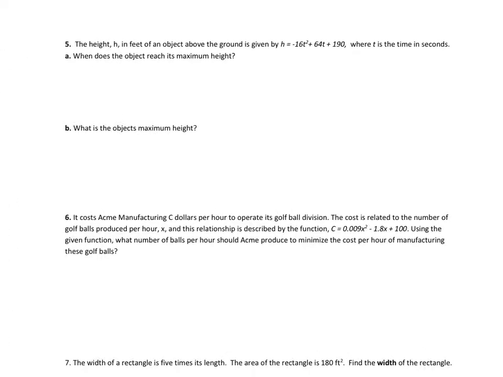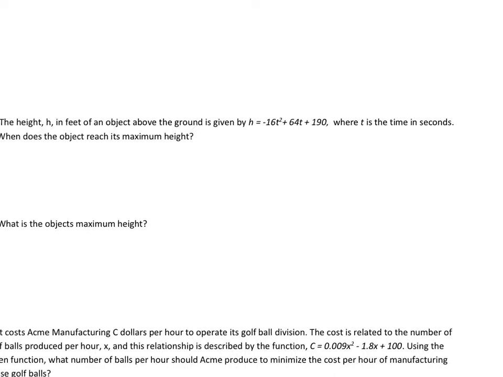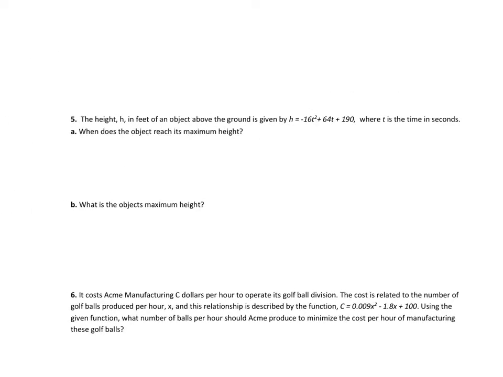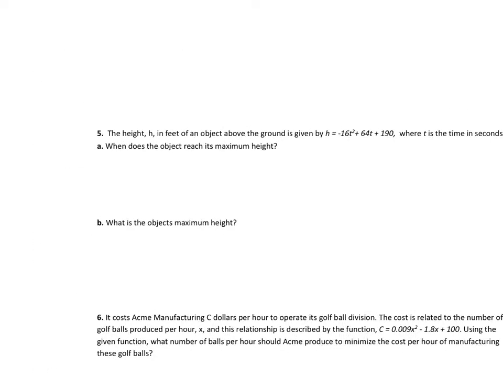The height h in feet of an object above the ground is given by this, right? Because remember that gravity is quadratics, where t is the time in seconds. When does the object reach its maximum height? So if we think about what that means, maximum height is the vertex. And we know that the vertex is negative b over 2a. That tells us the x-coordinate.